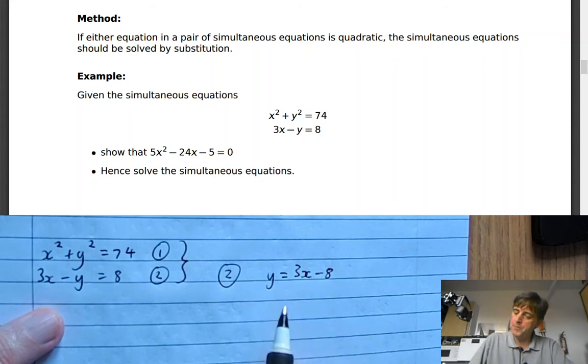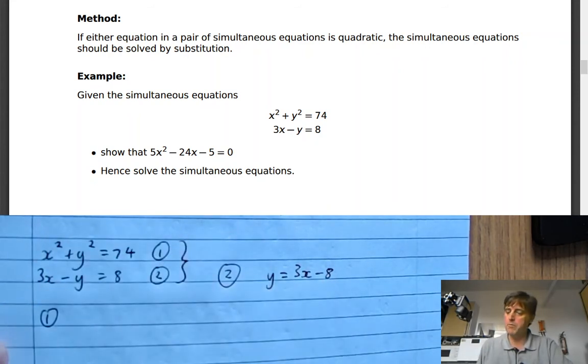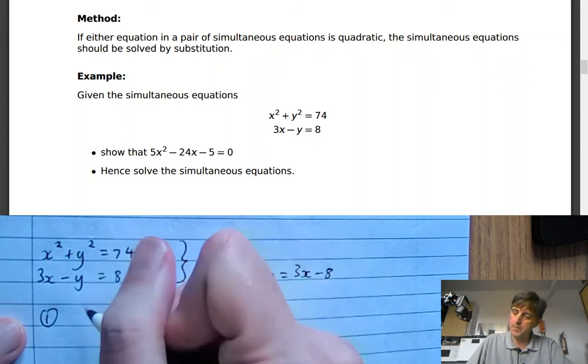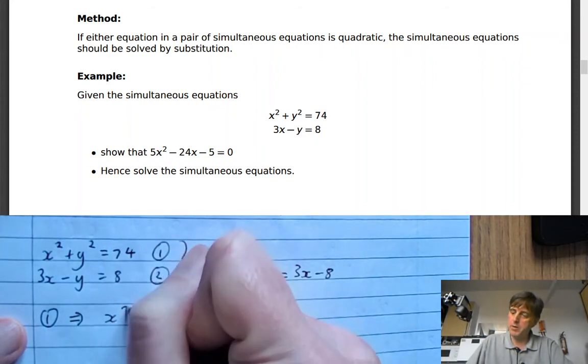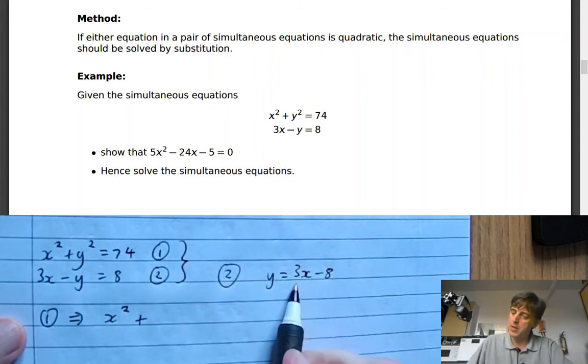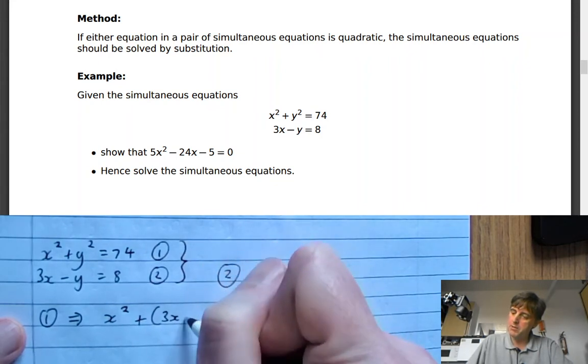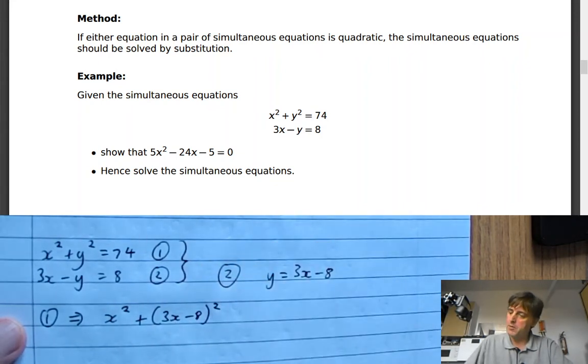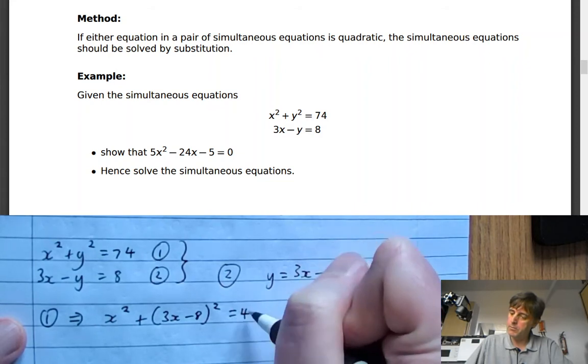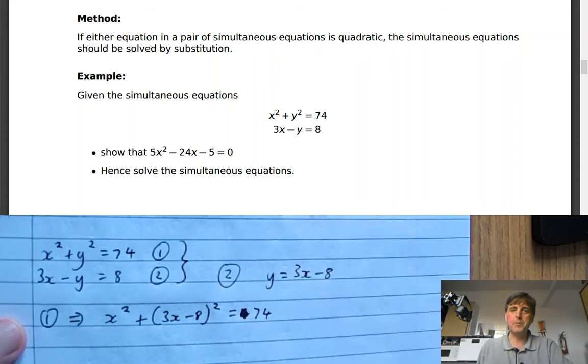Now, do you remember how this works with the substitution method? I'm now going to go to the other equation, which was the first one, and rewrite it, but wherever I see y in the equation, I'm instead going to write 3x minus 8. Here we go. x squared plus y squared, which is of course x squared plus (3x minus 8) squared, equals 74. Now I'm just going to expand this out, and hopefully it's going to lead us to the equation we can see on the screen.